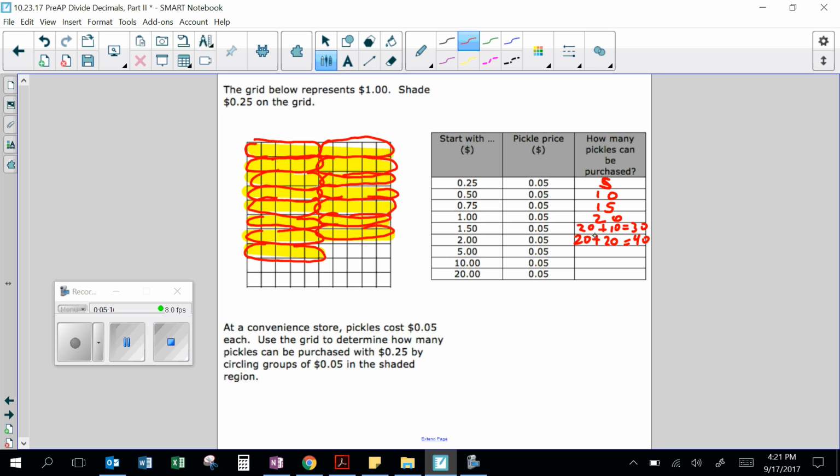For $5, well, you know what? I could use my table. What about dividing? How many nickels go into $5? Let's write it as a fraction form. I multiply by the power of 100. What power of 10 should I multiply? By 100. So that would be 5. This would be 500. How many 5s go into 500? 100. So 100 pickles I can buy with $5. So for $10 I can get 200 pickles. And for $20, double it, I can get 400 pickles.